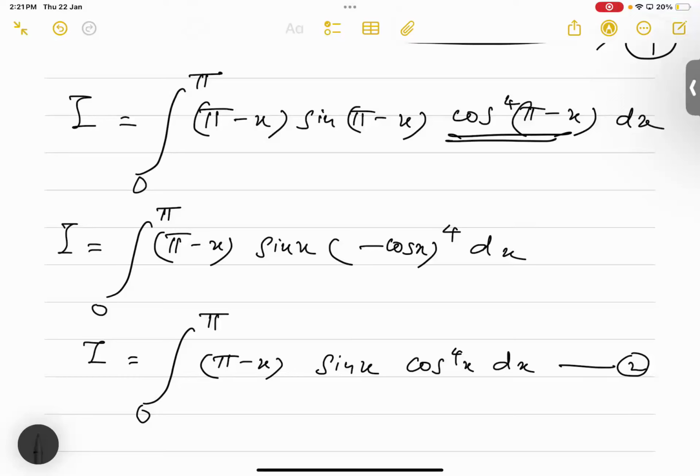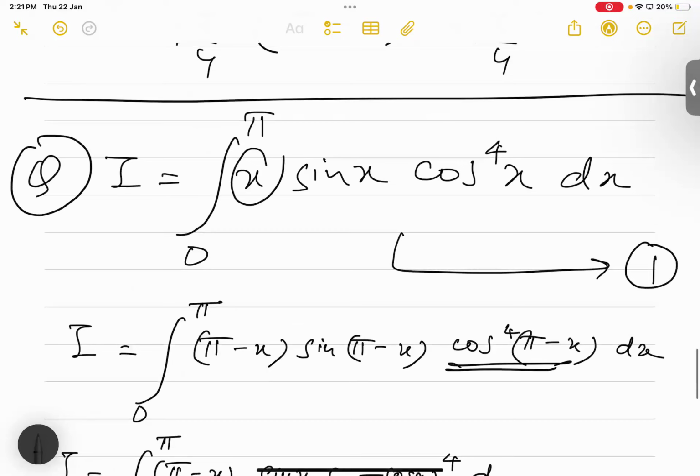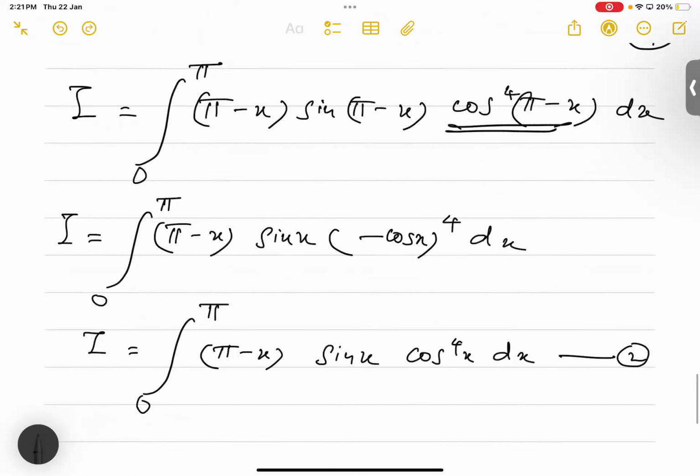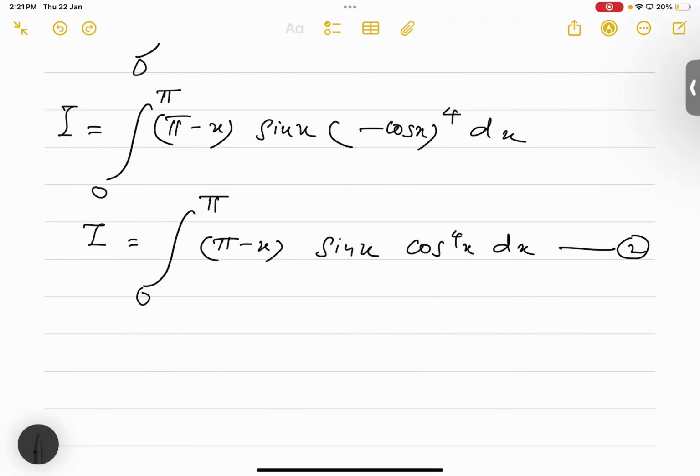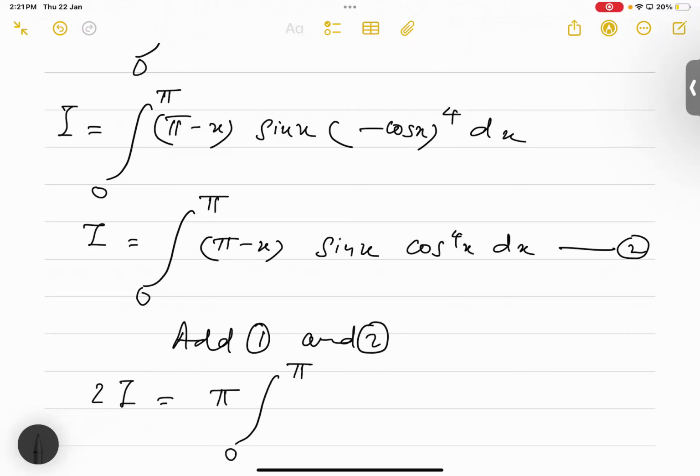A is pi minus x. Wherever there is x, you have to replace it with pi minus x. Okay. Add 1 and 2. You'll get something like this after adding 1 and 2.